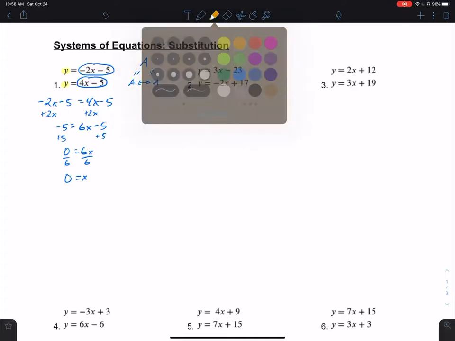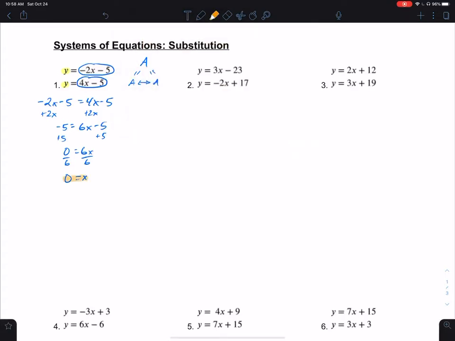To do that, I'm going to take where x is 0, and I can plug it back into either equation. It doesn't matter which one you pick. I'm going to choose the second one just because there's fewer negatives. It should be a little bit easier. So y equals 4x minus 5, so y equals 4 times 0 minus 5. Again, that 0 is being plugged in for x. So y would be equal to 0 minus 5, and y is equal to negative 5.